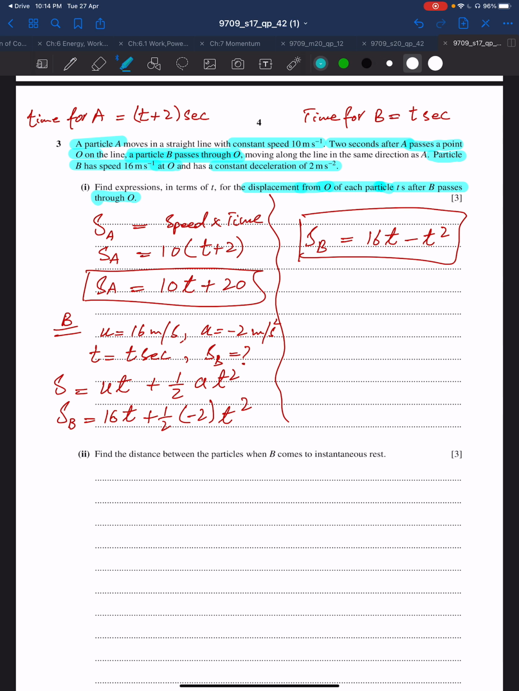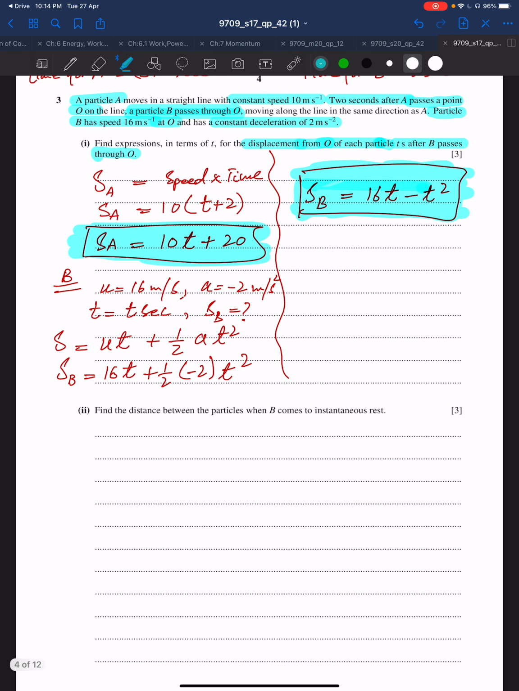So these are the two displacements in terms of t we have found for part 1. Hope you have understood the concept. There is no problem in doing it. Okay, second part, they are saying find the difference between the particles when B comes to instantaneous rest.